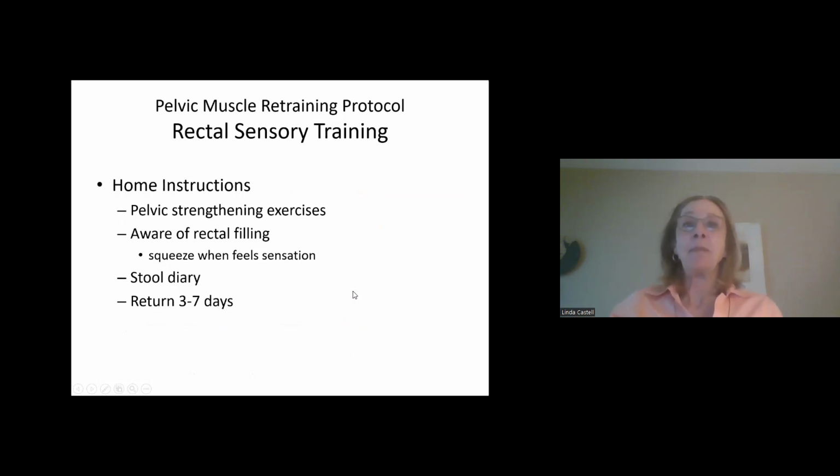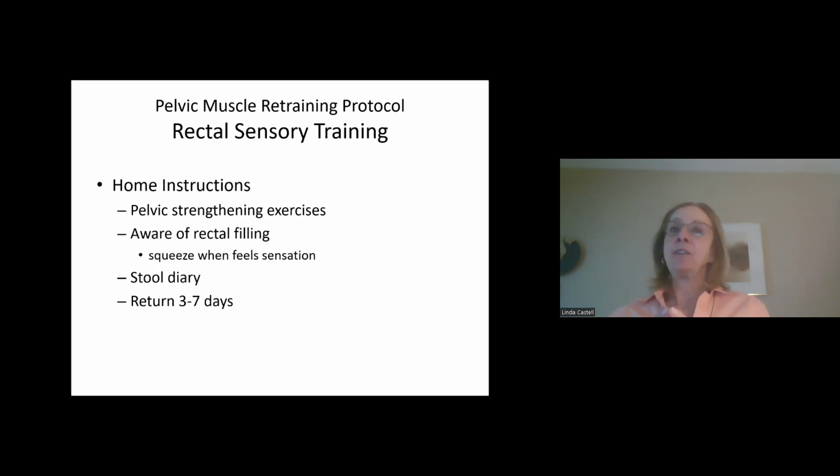Okay, so with these patients too, with the rectal sensation training, you're still going to do stool diaries with them. You're going to do the pelvic strengthening exercises with them. And one thing I didn't mention with our other patients, with the strengthening exercises, after about 4 or 5 months, if your patients are seeing improvement, then they can start tapering the exercises.